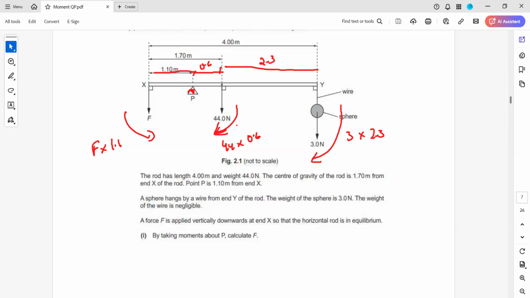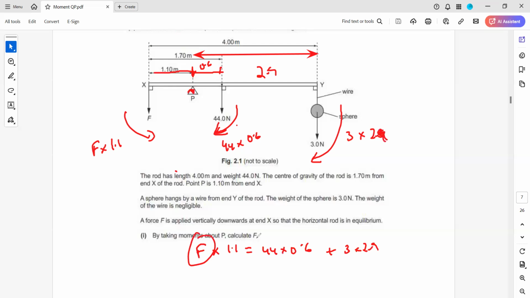So the total clockwise will be equals, sorry, distance from the pivot I have to take. So this distance is this one I have to take. So the distance from the pivot I have to take, so this is 1.1. So remaining will be 2.9. So this will be 2.9. So the clockwise and anti-clockwise turning effects will be equal. F into 1.1 is equals to 44 into 0.6 plus 3 into 2.9. And then you will make F the subject and just divide. You will get the value for F, like 1.1 will be divided. Is it clear? This one?